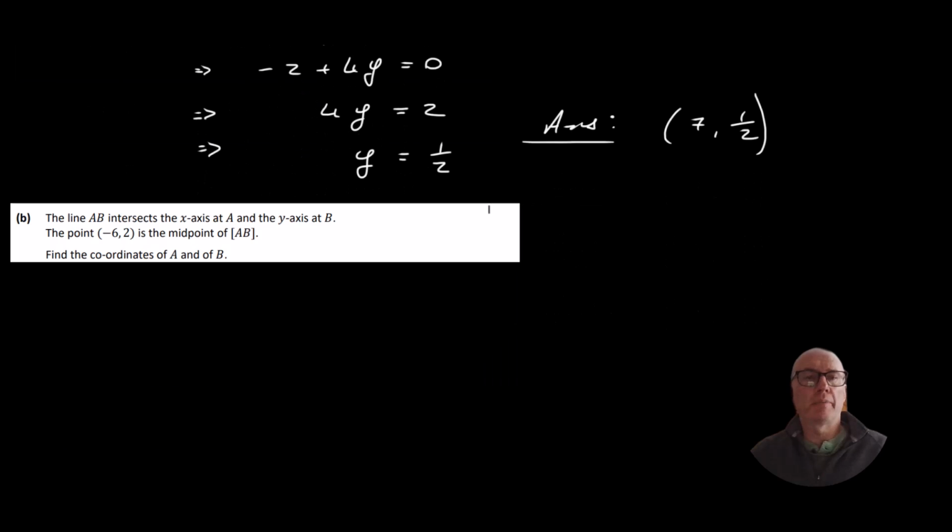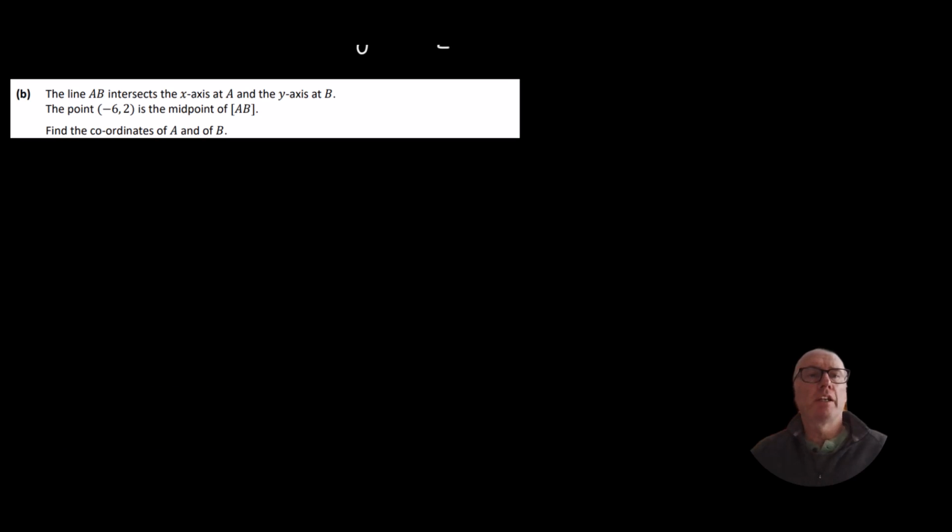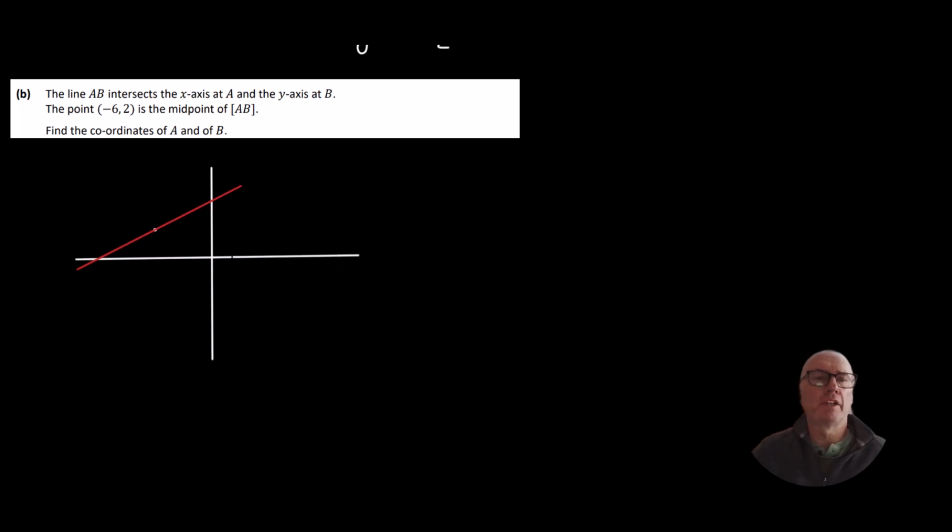Okay, let's look at part B for this question. The line AB intersects the x-axis at A and the y-axis at B. The point minus 6, 2 is the midpoint of AB. Find the coordinates of A and B. Okay, so let's just quickly draw that. We've got our y-axis and x-axis. So just roughly we have a line AB that intersects the x-axis at A and the y-axis at B. The midpoint is minus 6, 2. So let's say it's, I don't know, there. So our line would look maybe something like this, roughly halfway.